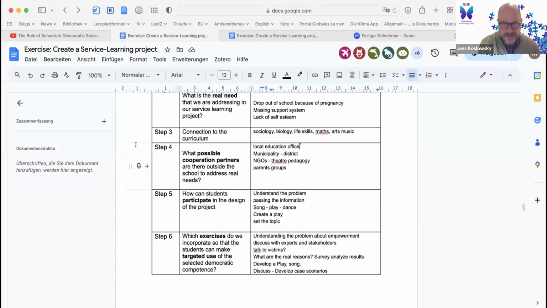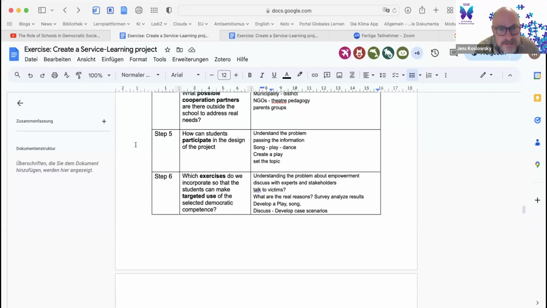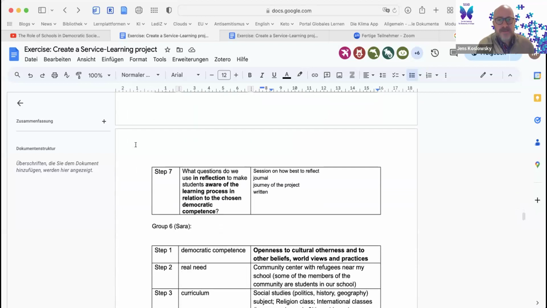And then also I think it's clear what kind of exercises we can incorporate. A lot of analysis, talking with experts, discussions, maybe doing a survey among peers, maybe in other schools, maybe in their own school, maybe outside. Time was also getting short, but I think you get the main idea.